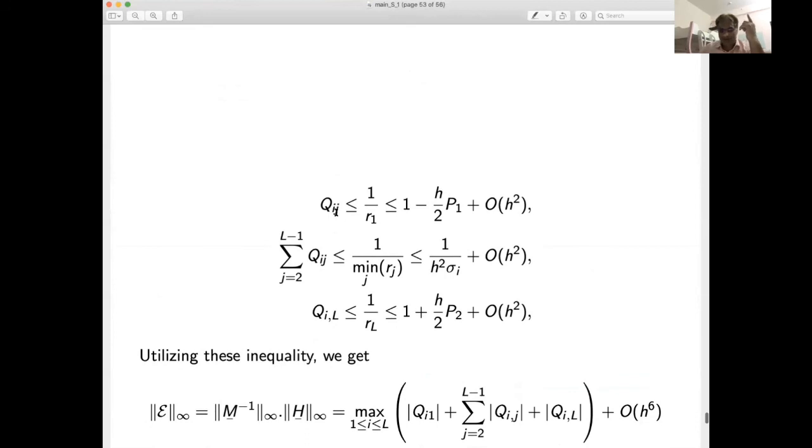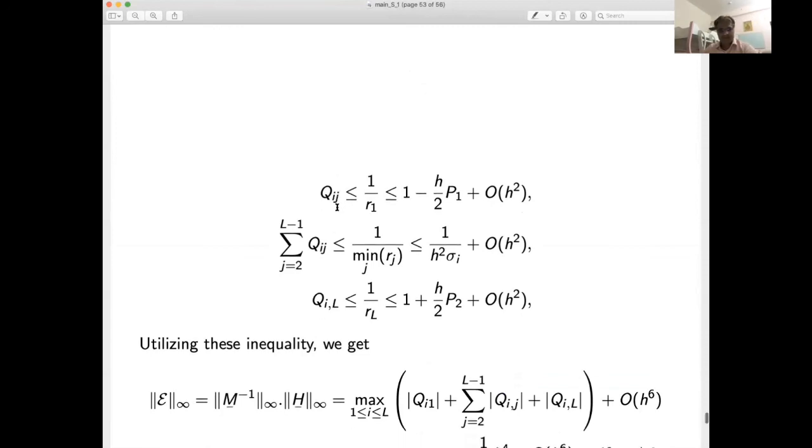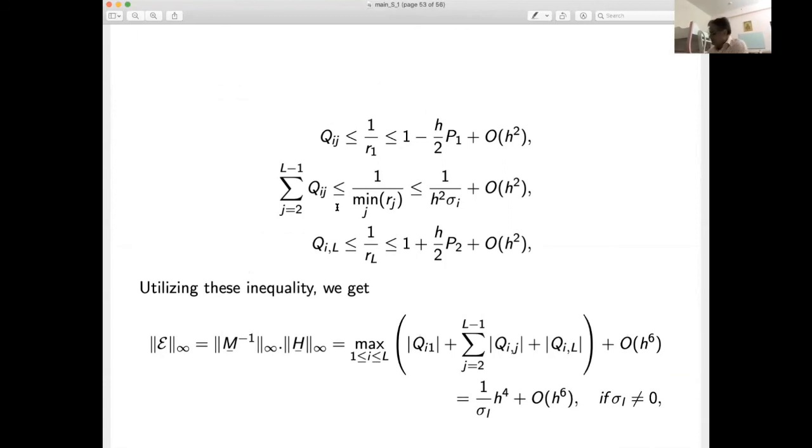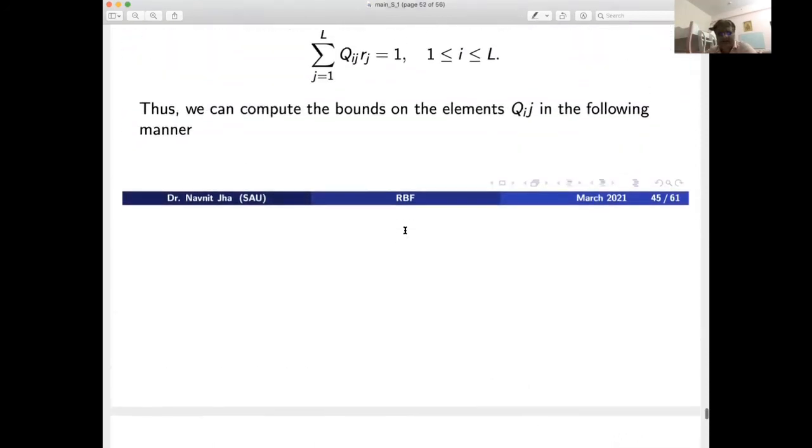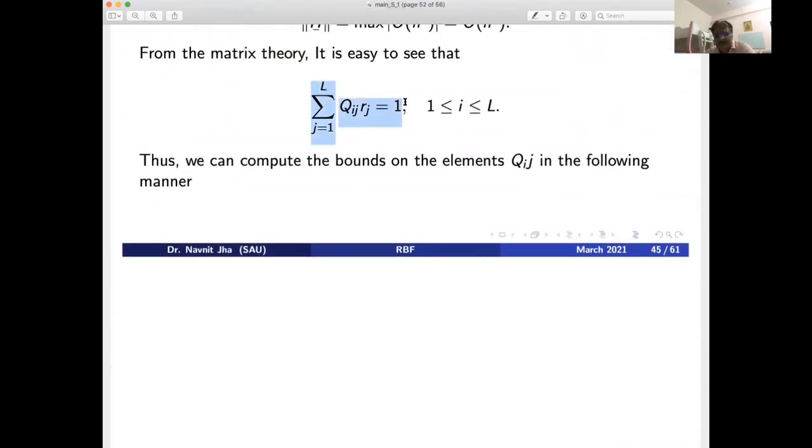Qij, this is for the case j is 1. In case of j ranging from 2 to L minus 1, it is coming out to be this. And in case of the last, QiL, it is coming out to be 1 by R_L. These three relations can be directly obtained from this. You can straight away verify this relation, take a 3 by 3 matrix, and see whether this is correct or not. This is in general true.